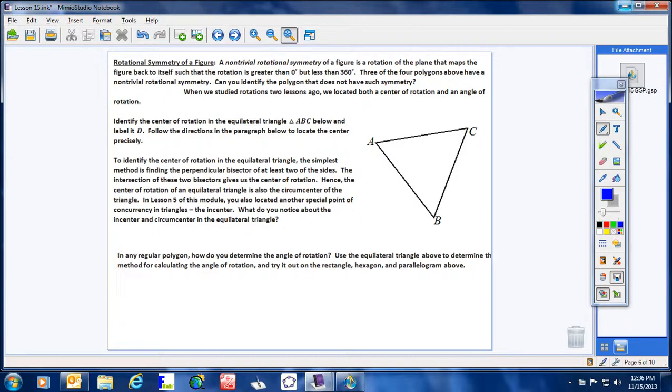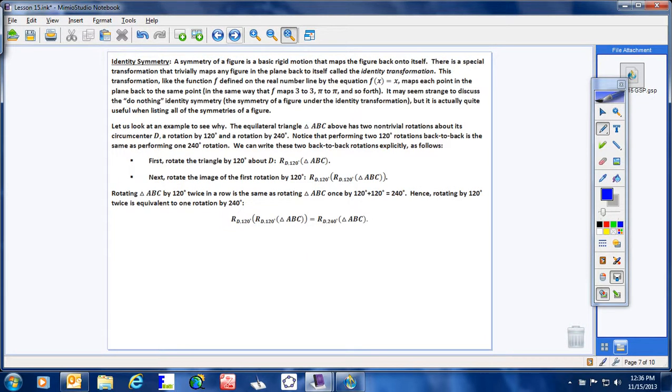Okay. In any regular polygon, how do you determine the angle of rotation? We just did that. Okay, the last kind of symmetry is called identity symmetry.